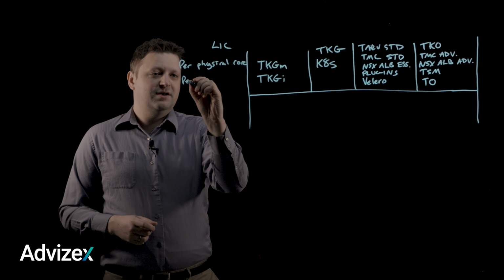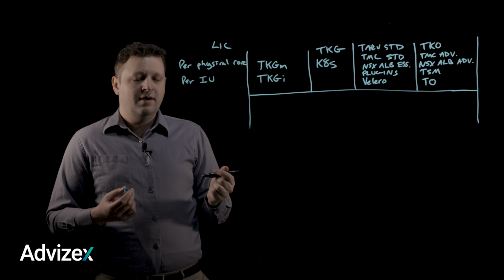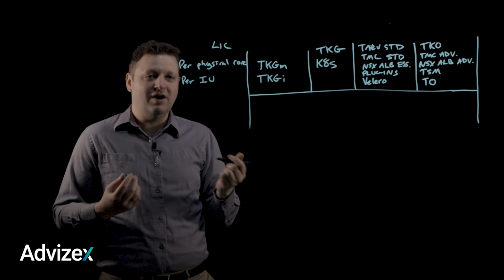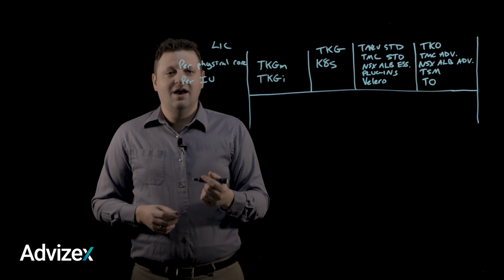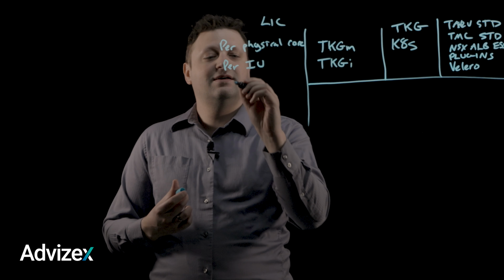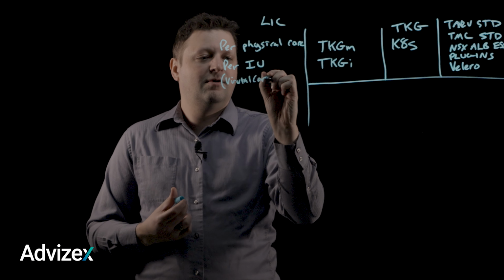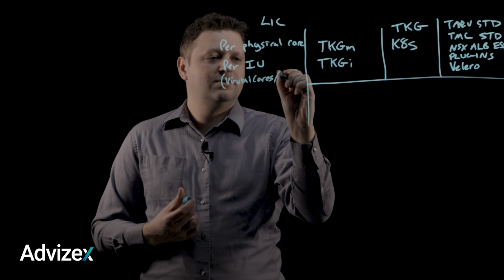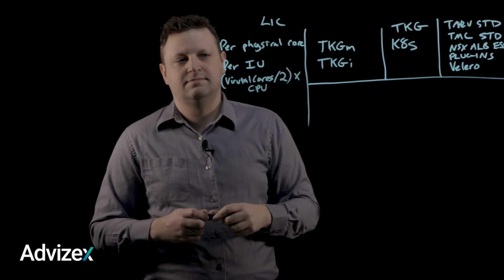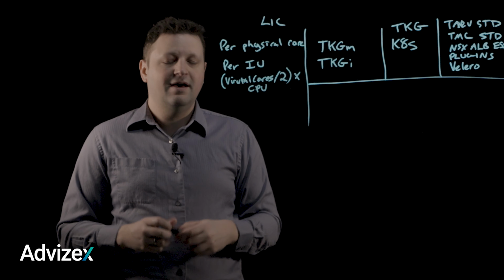Another way is per infrastructure unit, or IU. Now, what makes up an infrastructure unit? That's a question that comes up, because how much of this do I actually need in order to run my environment? And the answer is you need your virtual cores divided by 2 times the CPU that you would be using. And that's how you end up with an IU number that you would actually need, and you would price around that.